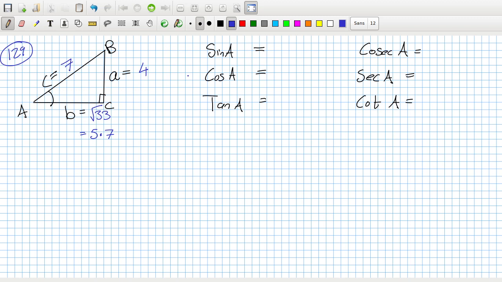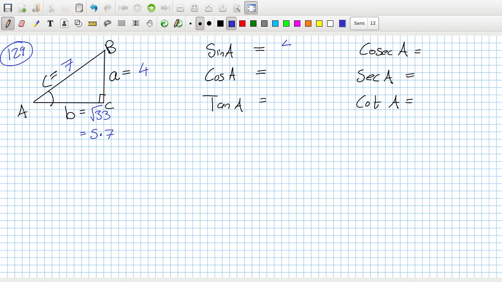So what's kind of strange about the answers is that personally, I wouldn't use 5.7. I would just use root 33. But looking at the answers, they want the one decimal place, so that's fine.